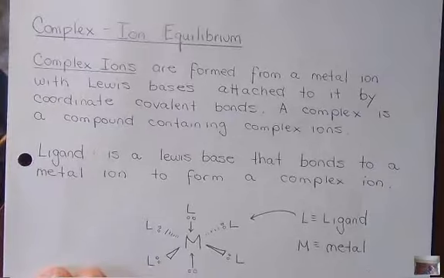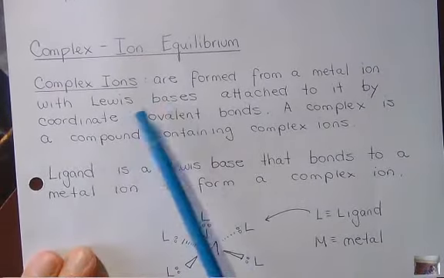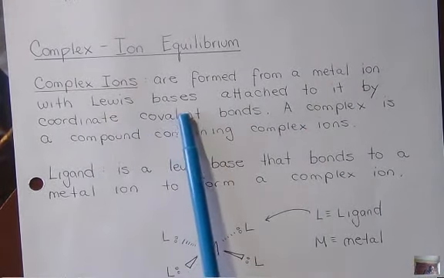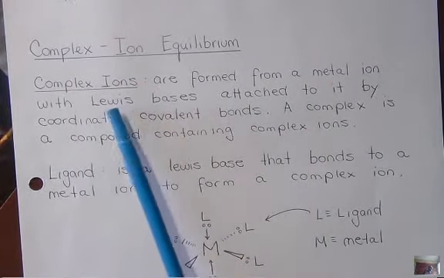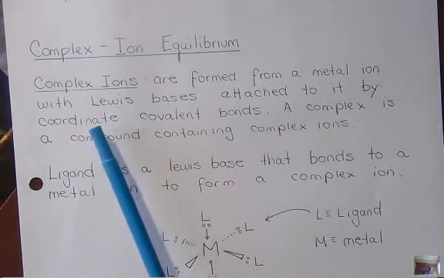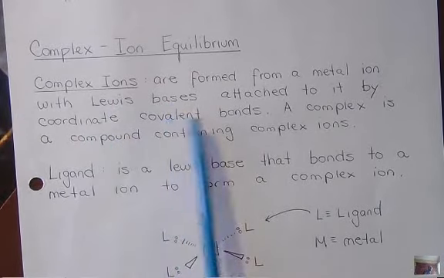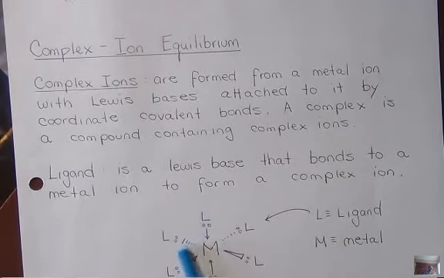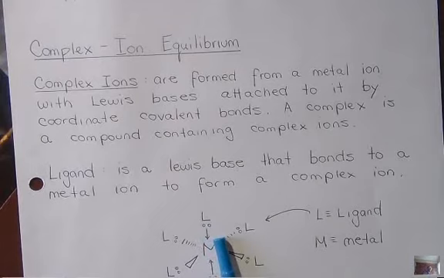Okay, so let's read through this definition. Complex ions are formed from a metal ion with Lewis bases, which are electron pair donors, attached to it by coordinate covalent bonds. So both of the electrons are coming from the ligand, and they're pushing into the metal ion, which is positively charged. That's called a coordinate covalent bond, when both electrons come from the same place.